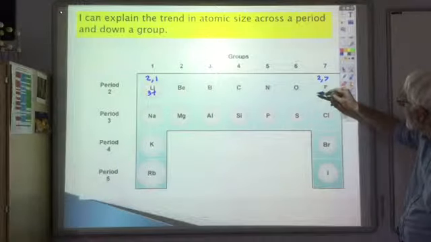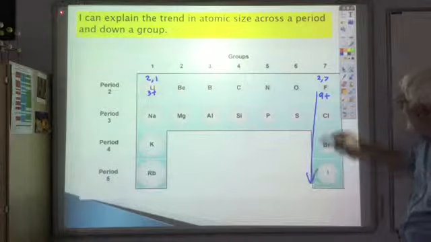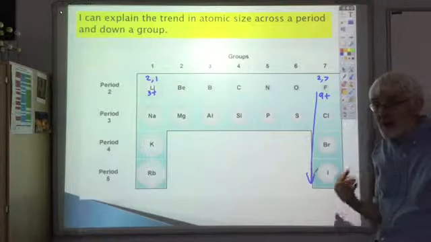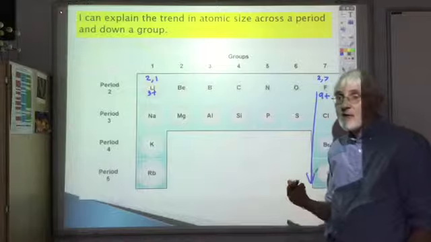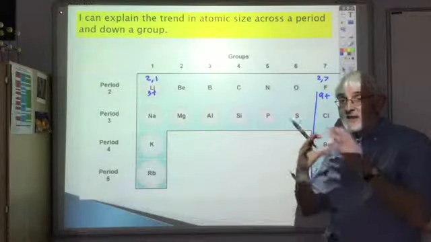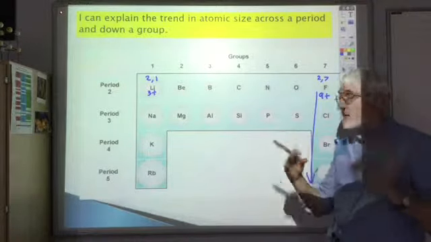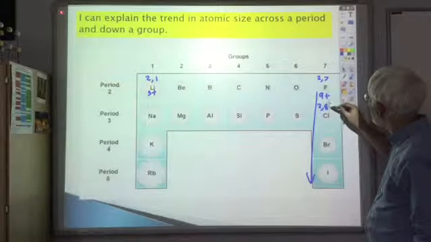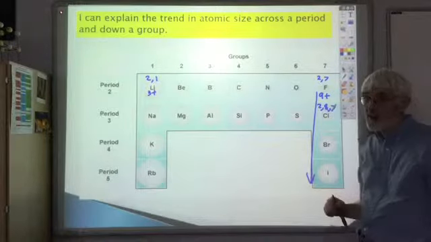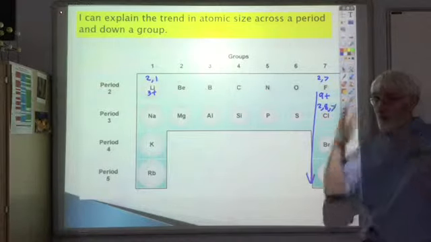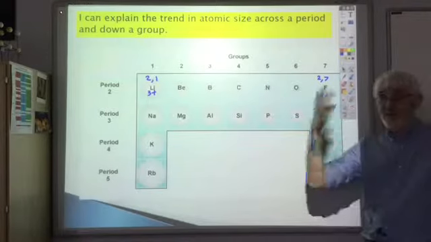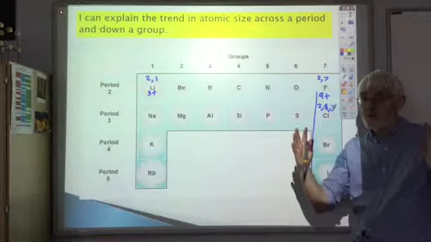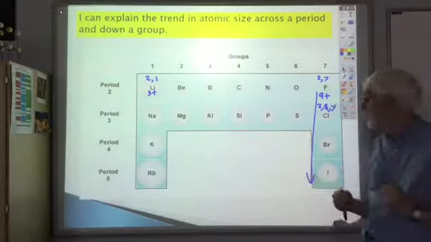Now, what about going down a group? Why does the size of the atom increase? Well, the major reason is that you get an increasing number of occupied energy levels. So fluorine is 2,7, chlorine is 2,8,7, it's got 3 occupied energy levels, bromine's got 4, iodine's got 5. So the greater the number of occupied energy levels, the bigger the atom.